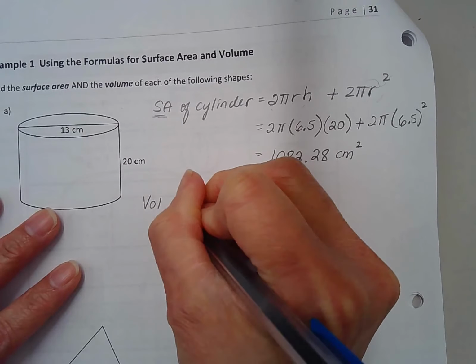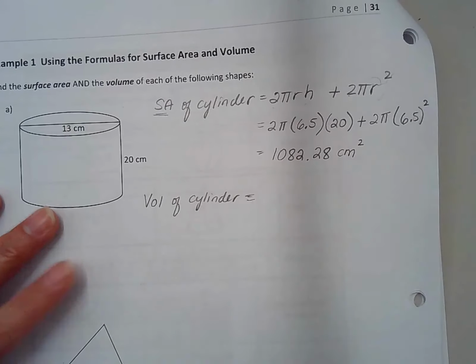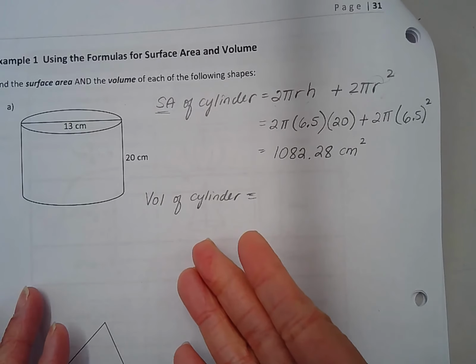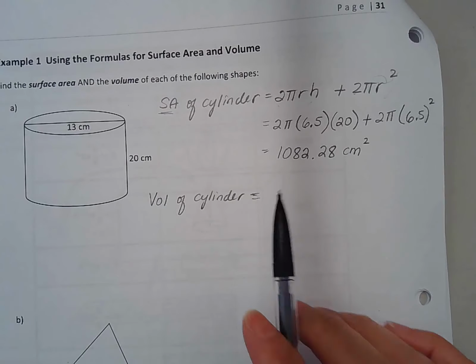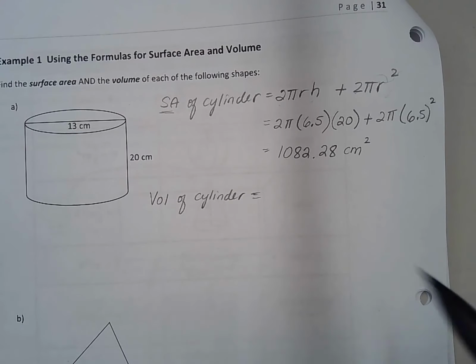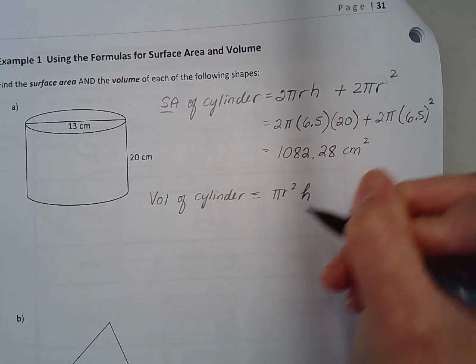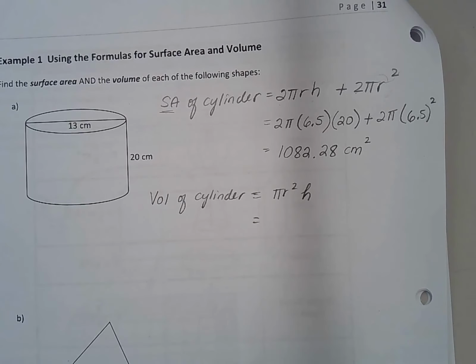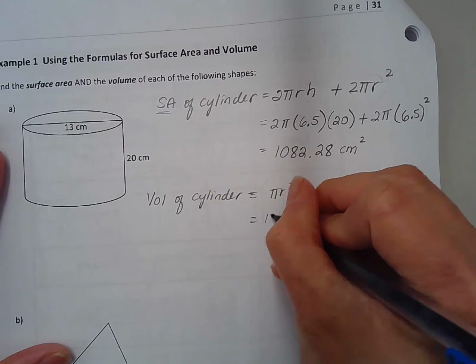So volume of cylinder. Okay, so why don't we go to the formula sheet and figure out what is the volume formula that we're gonna use. So go ahead and do that. Yeah, pi r squared h. Yes. Okay, is everybody okay? Okay, so go ahead and do the substitution properly. I'll do the same.